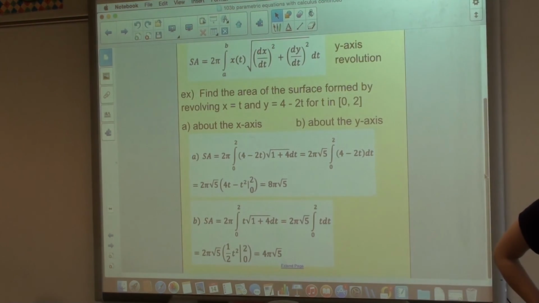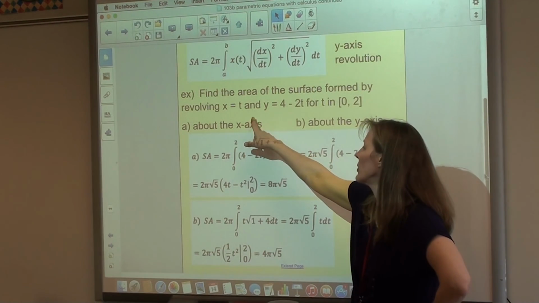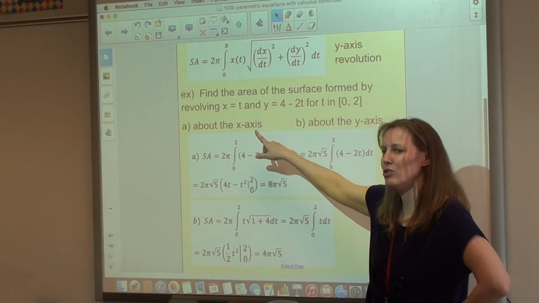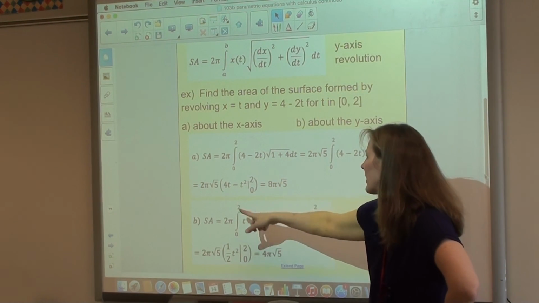Okay, so how do we do with our setup? About the x-axis, remember when you're going about the x-axis, you use your y value. And when you're going about the y-axis, you use your x. The axes switch.